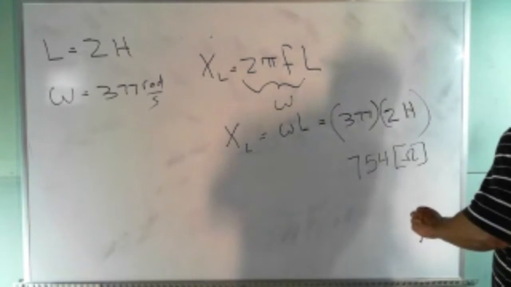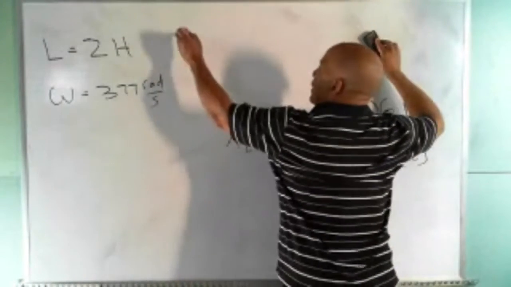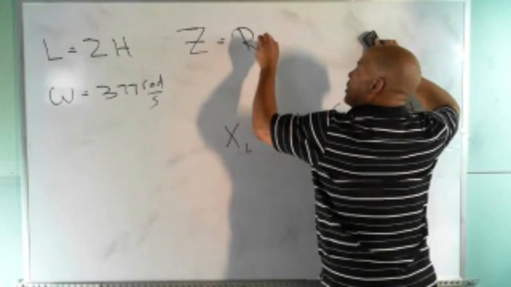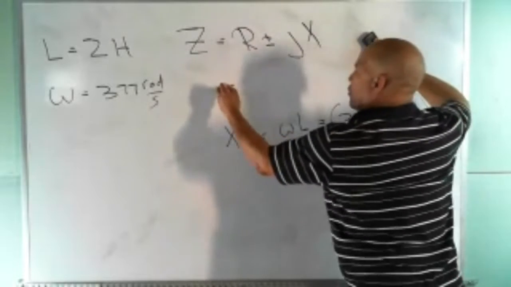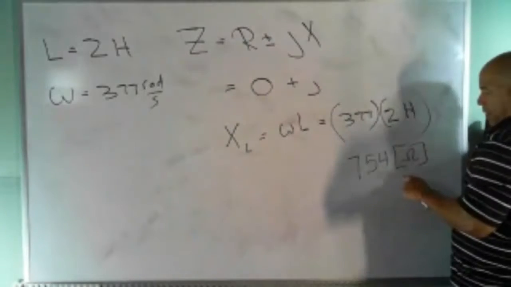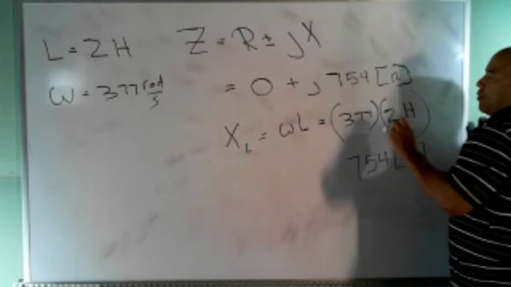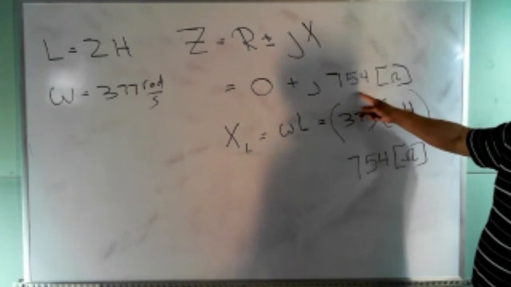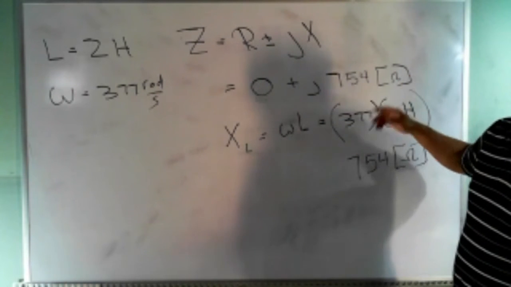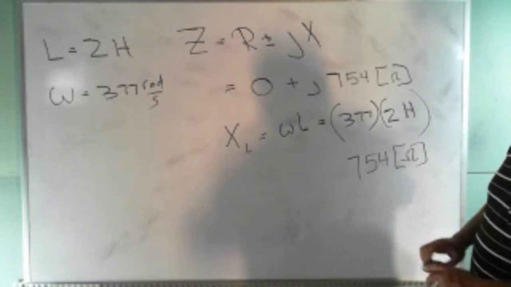So if I wrote that as an impedance, remember impedance is Z equals R plus or minus JX. So this would be, since I only have XL, it would just be 0 plus J754. So if I wanted to show that in a rectangular form, that's how I would show it. Now, some people drop the zero. It's okay to show just the J754. It's fine. That's still rectangular form. But if you want to make it fit this, then you will put the 0 in there. So there it is in rectangular form.